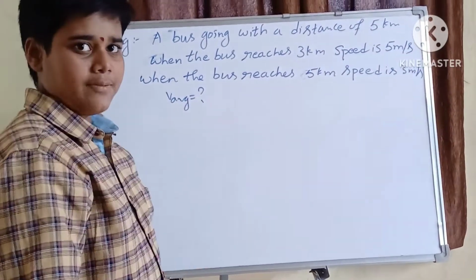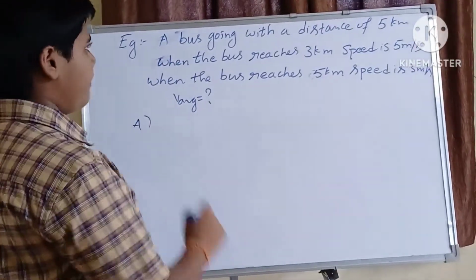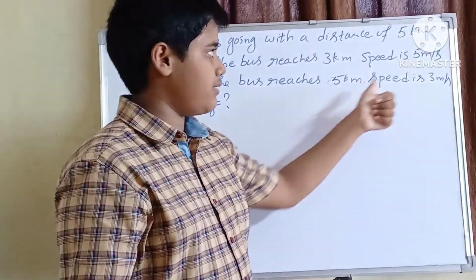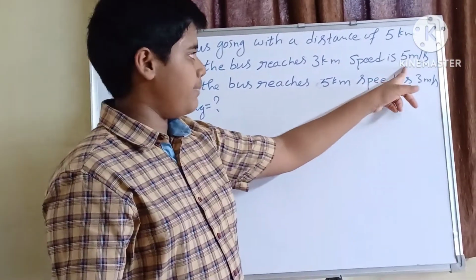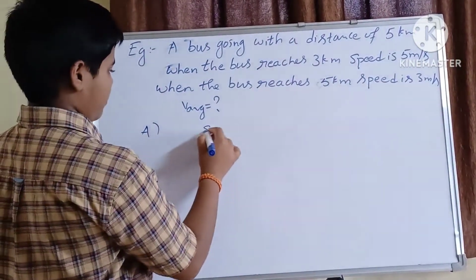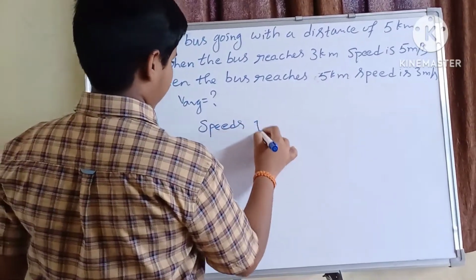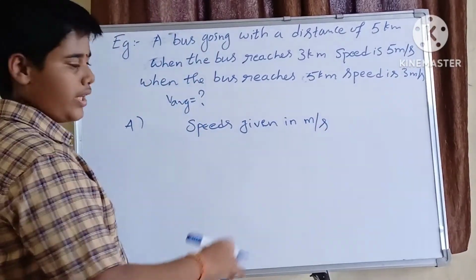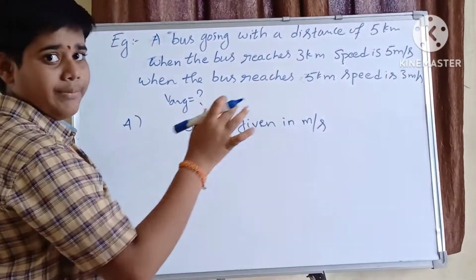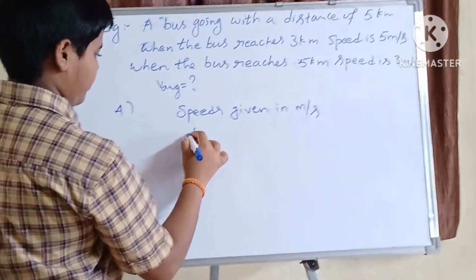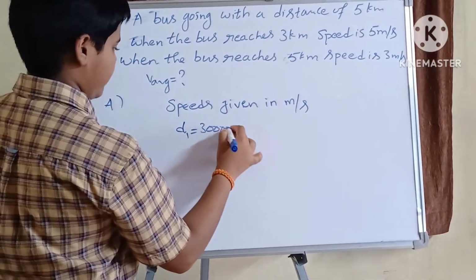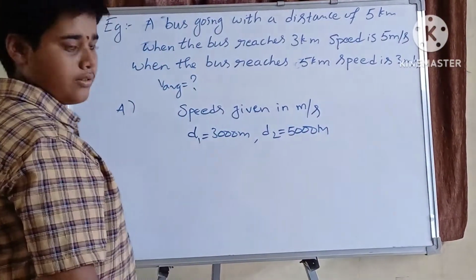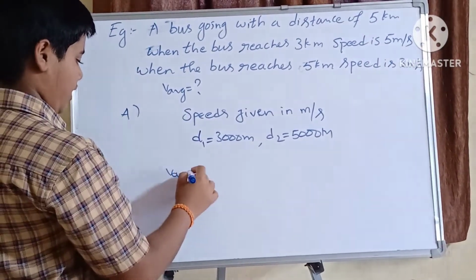Here we have unequal distances with unequal speeds. The speeds are given in meters per second, so we have to convert the distances to meters. So D1 is equal to 3000 meters and D2 is equal to 5000 meters. So we have to find V average. What is the V average formula?